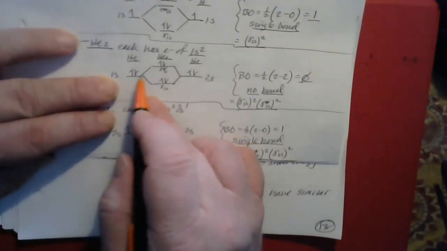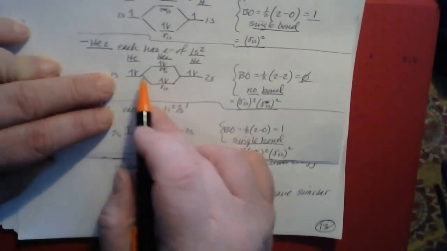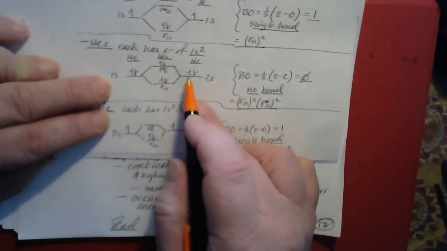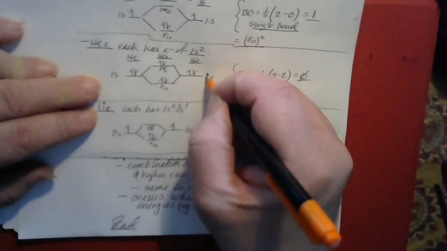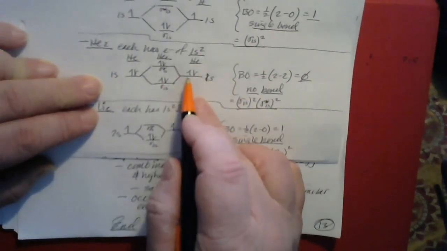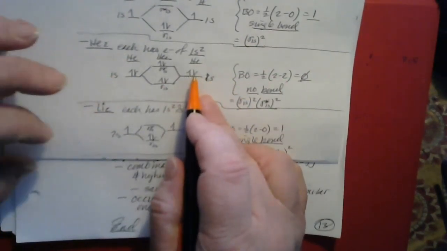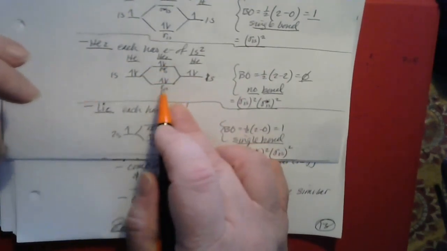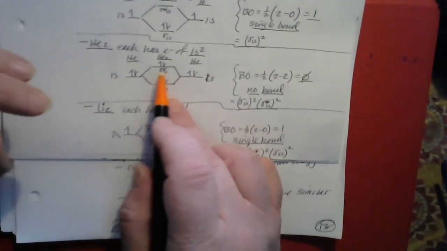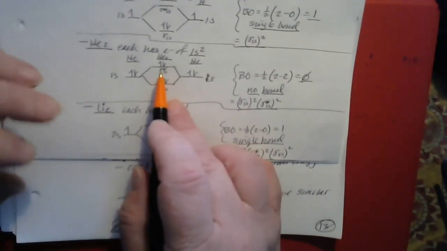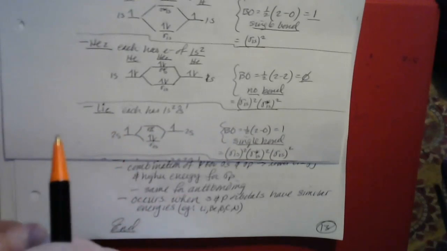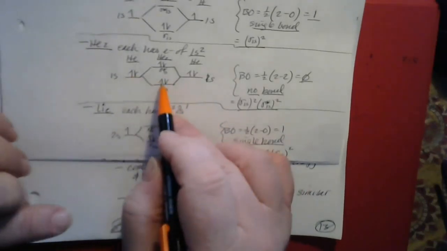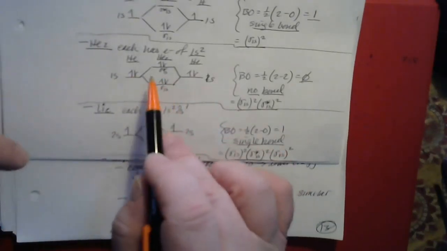You've got the 1s orbital of 1 helium with 2 electrons in it. And sorry, that's not 2s, that's 1s. 1s orbital of the other helium atom with 2 electrons in it. And when they meet to form molecular orbitals, you have one sigma 1s bonding molecular orbital and a sigma star 1s anti-bonding orbital. And you've got 4 electrons. So 2 electrons go into the bonding molecular orbital and 2 electrons go into the anti-bonding molecular orbital.